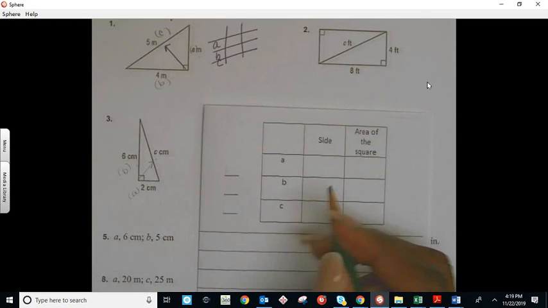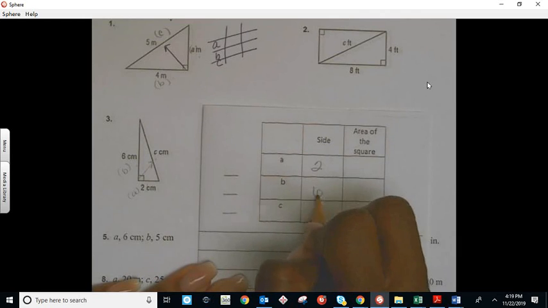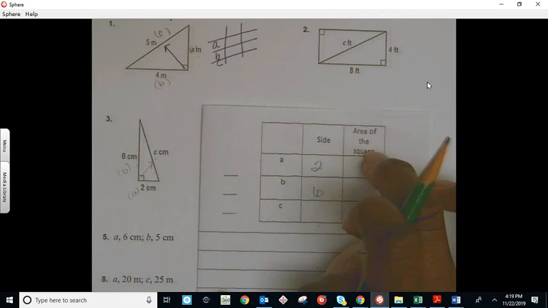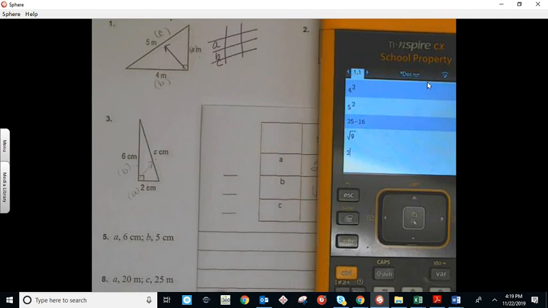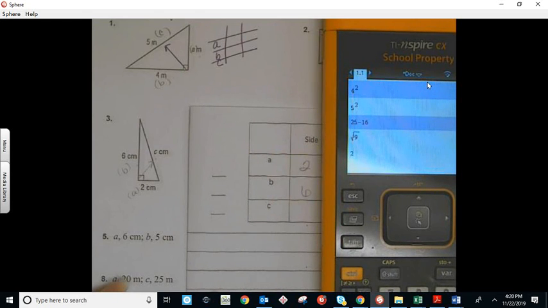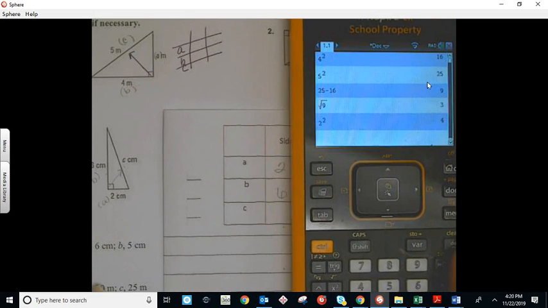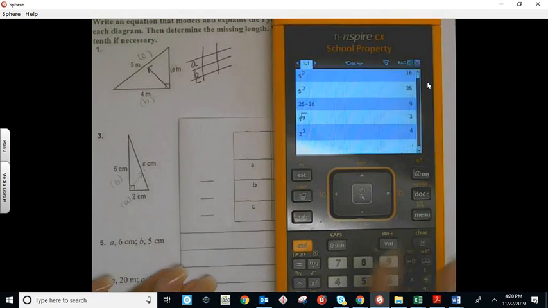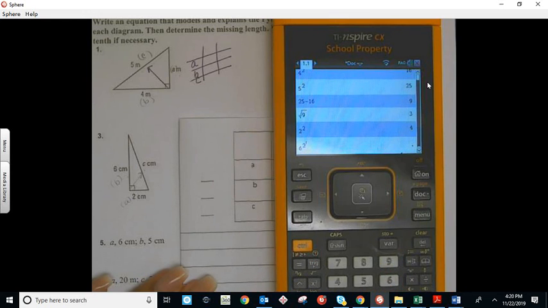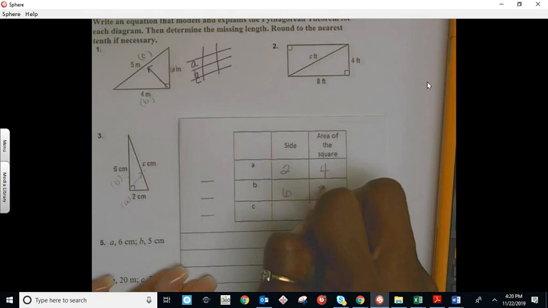So my A is 2. My B is 6. I want to find the area of that square. What is a squared? So here's my calculator. 2, and I'm going to push the square button. 2 squared is 4. And then I need 6 squared, which is 36. Because remember, when we're squaring something, we're just multiplying that number by itself.